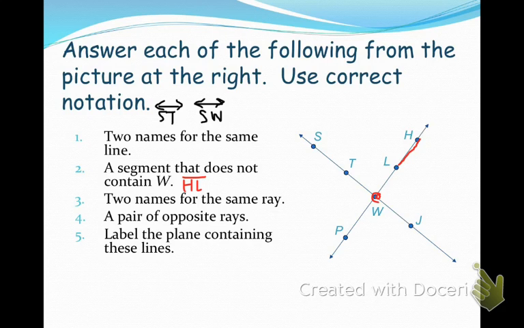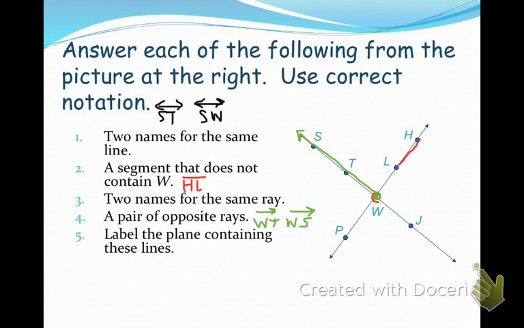Two names for the same ray. In order for the rays to be the same, they have to have the same endpoint. So we have to choose an endpoint. W is a good endpoint, so we'll choose W as our endpoint. And we'll do a ray starting at W in the direction of T. Well, we can also name that same ray starting at W in the direction of S, and that's the same ray.